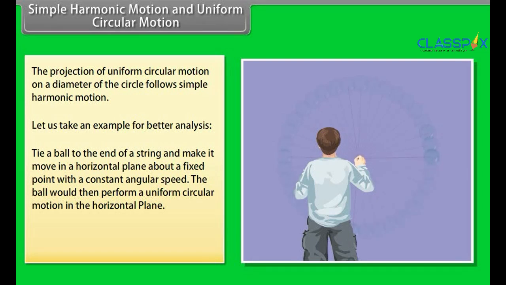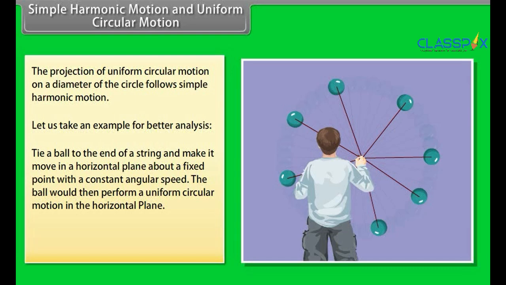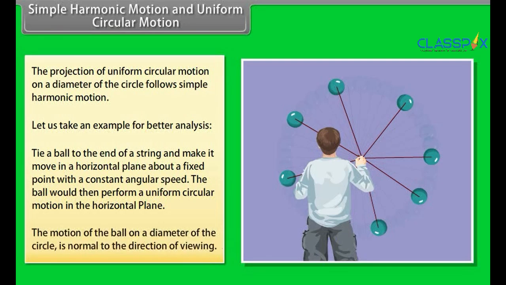The ball would then perform a uniform circular motion in the horizontal plane. Observe the ball sideways or from the front. Fixing your attention in the plane of motion, the ball will appear to execute to and fro motion along a horizontal line with the point of rotation as the midpoint. You could alternatively observe the shadow of the ball on a wall, which is perpendicular to the plane of the circle. In this process, what we are observing is the motion of the ball on a diameter of the circle normal to the direction of view.